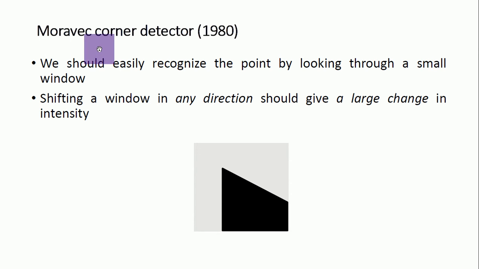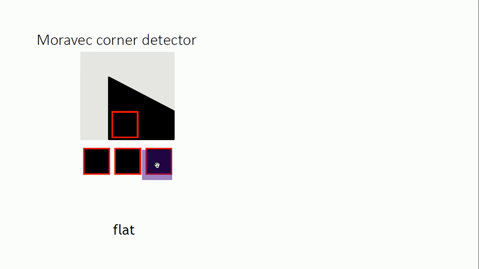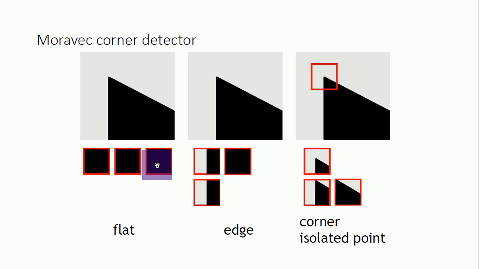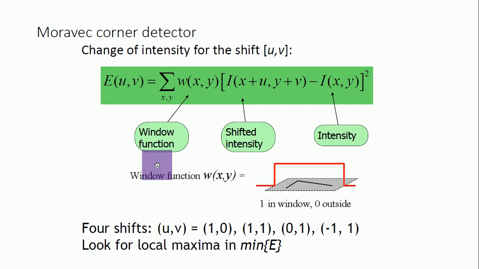Now the Moravec corner detection. This algorithm was invented in the 1980s. We should easily recognize the points by looking through a small window; shifting the window in any direction should give a large change in intensities. In Moravec corner detection, we take the flat region, the edge, and the isolated point. By this we are finding the isolated points.